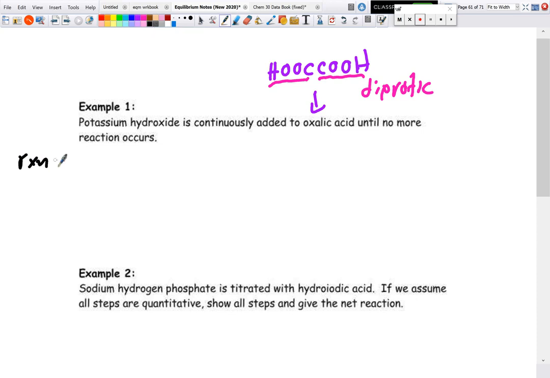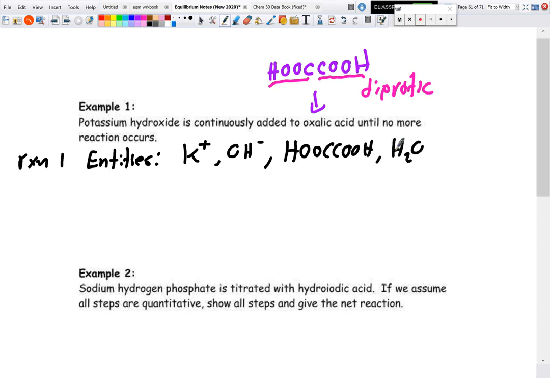So for reaction 1, our entities, we have potassium hydroxide continuously added to oxalic acid solution. All right, so this is everything that's here. Now for that first reaction, obviously our strongest base is going to be hydroxide, and our strongest acid, when you check your table in your data booklet, oxalic acid is going to be our strongest acid.